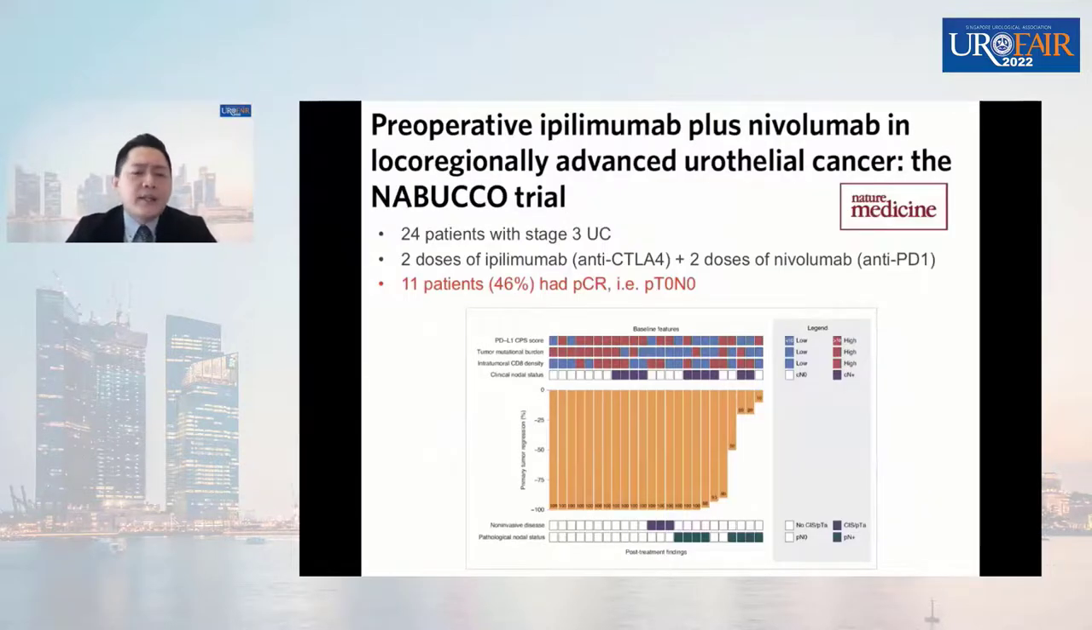Another study, this is a phase 2 trial looking into 24 patients with stage 3 disease. They gave a combination treatment, anti-CTLA-4 together with nivolumab. And again, 46% of the patients had a pathological complete response, which is T0N0 disease. And again, these studies are very promising because the rate of T0 is so high. But then we need more clinical trials to really see whether it works in the TMT setting.